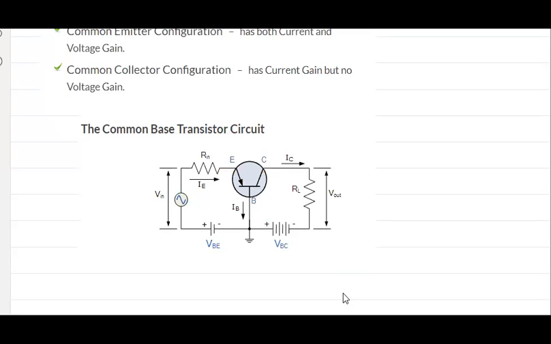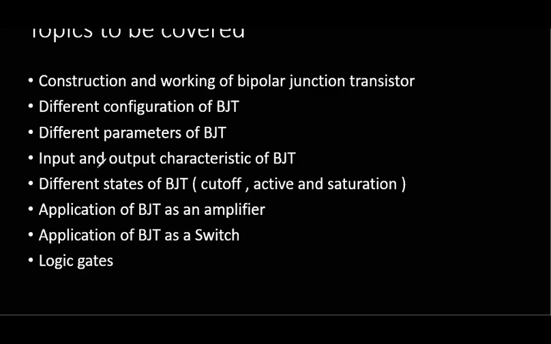Tell me, all of you understood the configuration, right? So we covered this and this and this. I hope all of you understood the working principle of bipolar junction transistor, of PNP, NPN, then different configurations and different parameters. Now let's talk about the input and output characteristics.